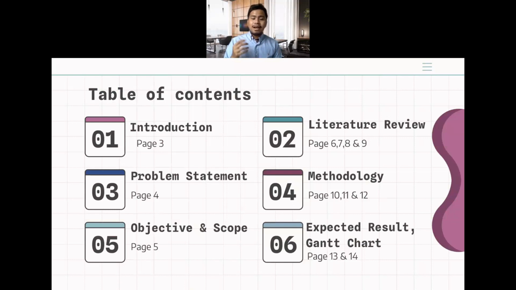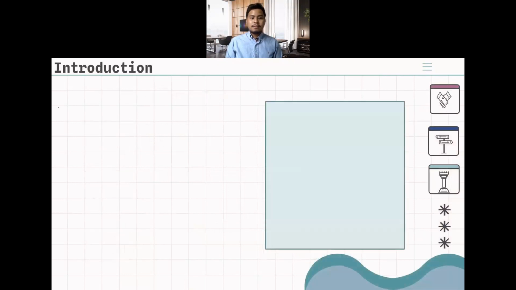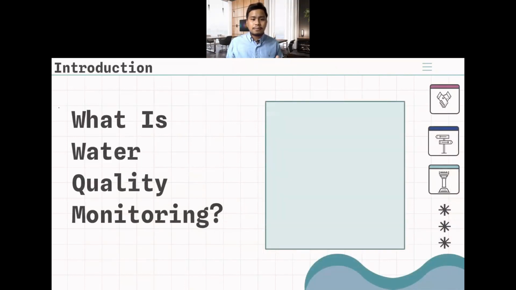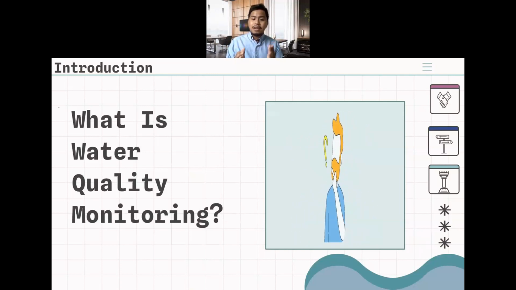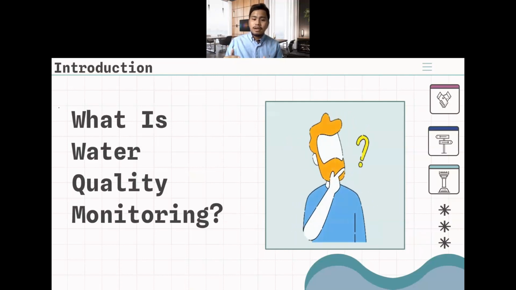For my presentation outline, I will cover 6 main points, which are introduction, problem statement, objective and scope, literature review, methodology, and expected result. So, for the introduction, we start with a question: what is water quality monitoring? Water quality monitoring is the process of regularly checking and evaluating the condition of water to determine if it is clean and safe for various uses.